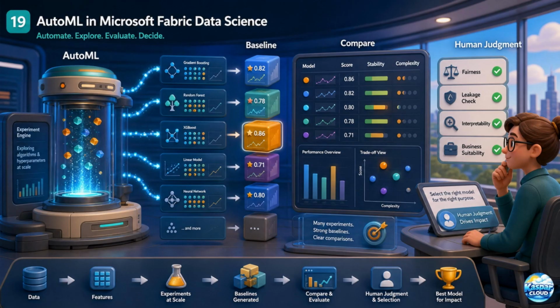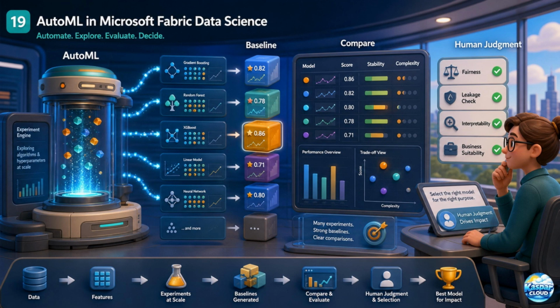AutoML expands the platform for teams that want faster experimentation or need assistance selecting model families and hyperparameters. Fabric supports AutoML patterns through FLAML and related approaches, allowing users to test different algorithms and configurations with less manual tuning. AutoML does not eliminate the need for data science expertise. Instead, it helps accelerate baseline model creation, model comparison, and hyperparameter optimization.